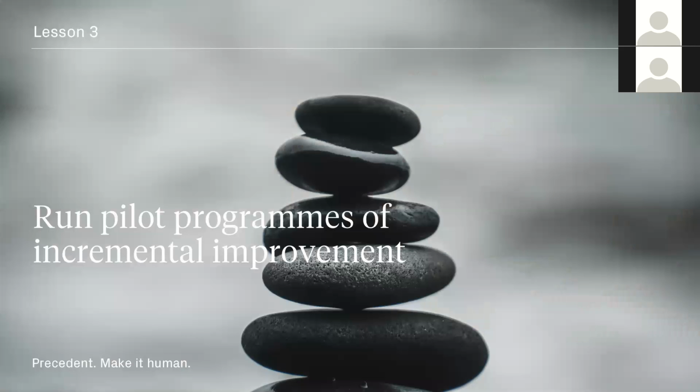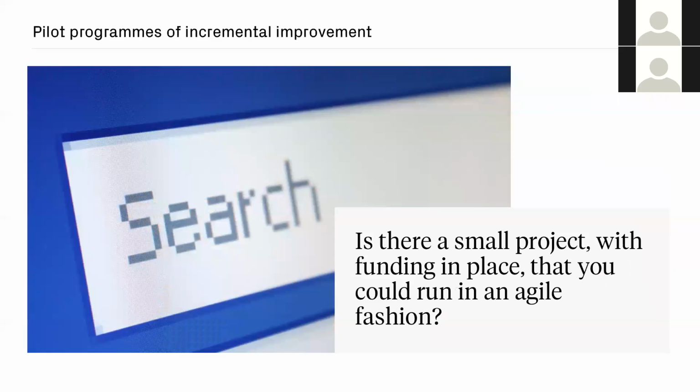So once you understand and think Agile and Lean and have identified how you could improve things, then you can start an iterative process by taking up pilot projects of incremental improvement. So what I'm talking about is, for example, the course finder functionality, a landing page for a new campaign, a new system that needs to be integrated, that faculty request that has been sitting forever in the back burner. Can you find a small project with funding in place that you could run in an Agile fashion?